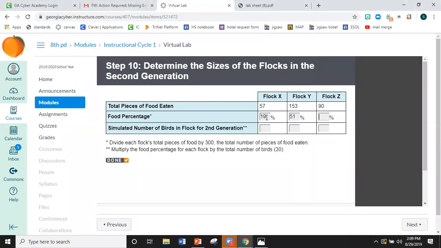You guys have the right answers. I'm just going to retype this to make it slightly easier to read. There we go. All right, so flock X, the percent of food they ate went way down. Flock Z, the percent they ate stayed pretty close to the same, but flock Y went up a lot.